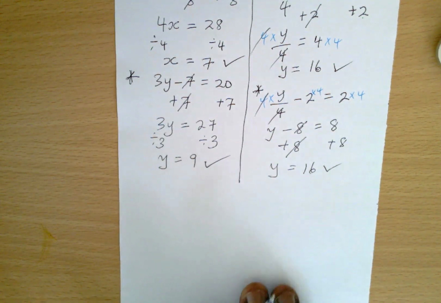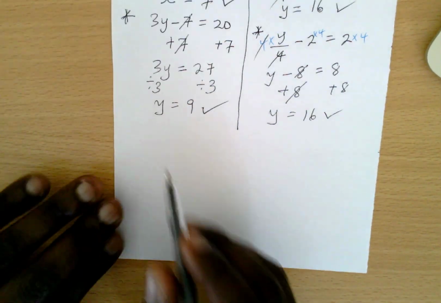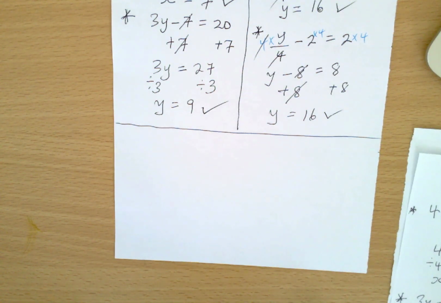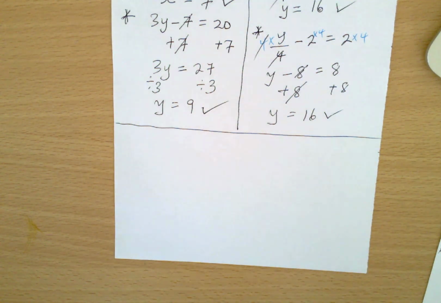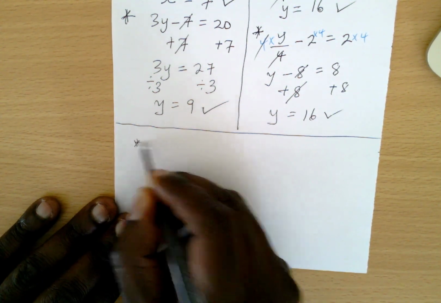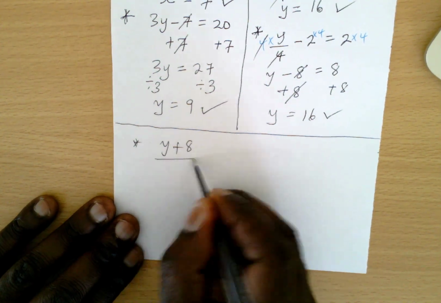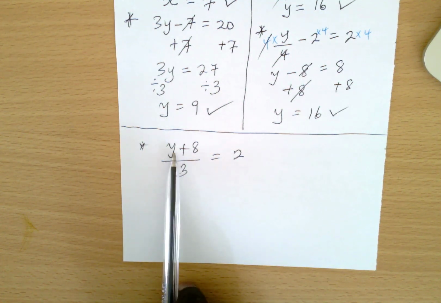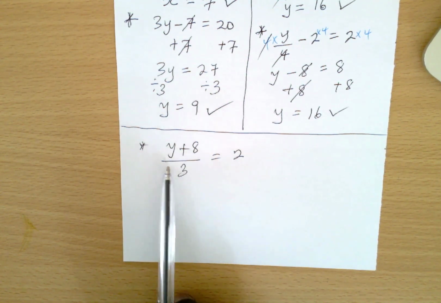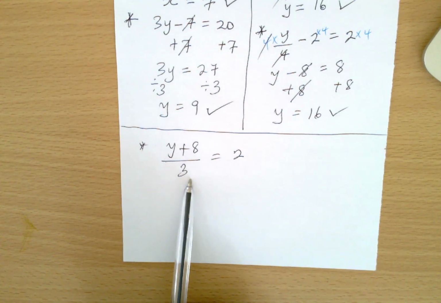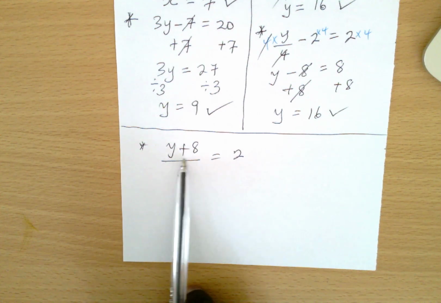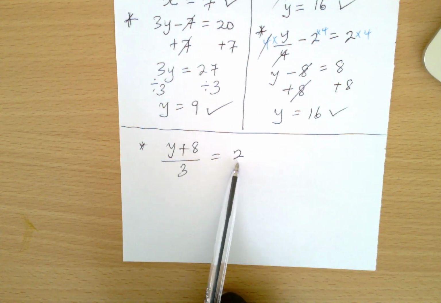Okay. Now I will do the next example because I think I still have more time on this video. The next example will be y plus 8, divided by 3, is equal to 2. Now you notice the divide by 3 applies to y plus 8. Both y and 8 are being divided by 3. Okay? So this is different from y over 3 plus 8. This is y plus 8, both of them divided by 3, is equal to 2.